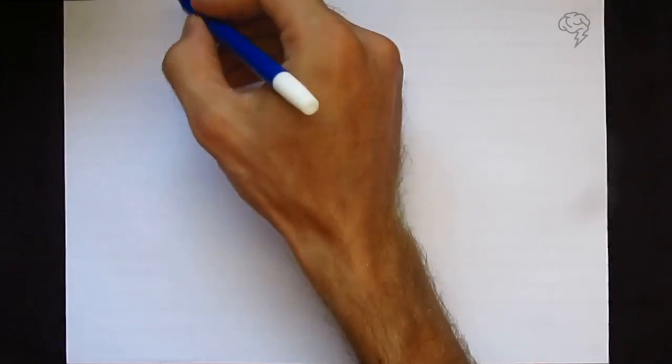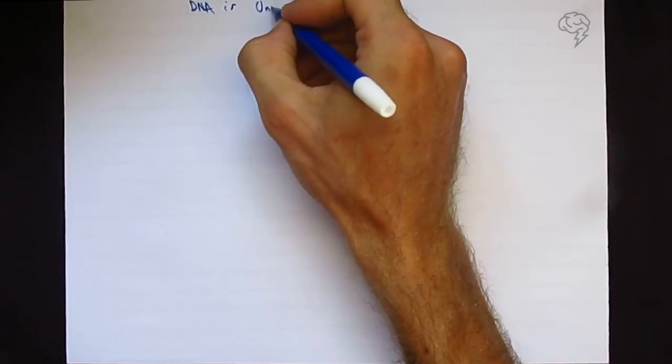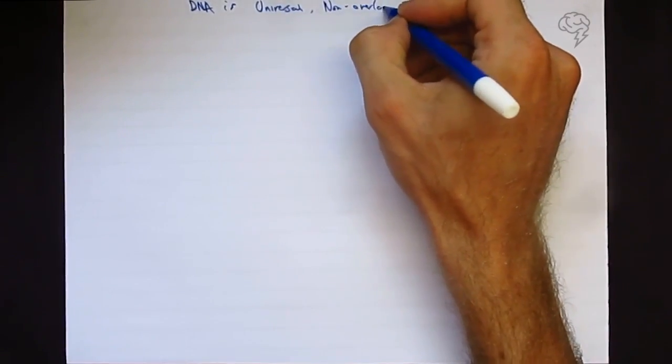Okay, just a quickie here. This one is a bit of terminology that we use to describe DNA. DNA is described as universal, non-overlapping, and degenerate.